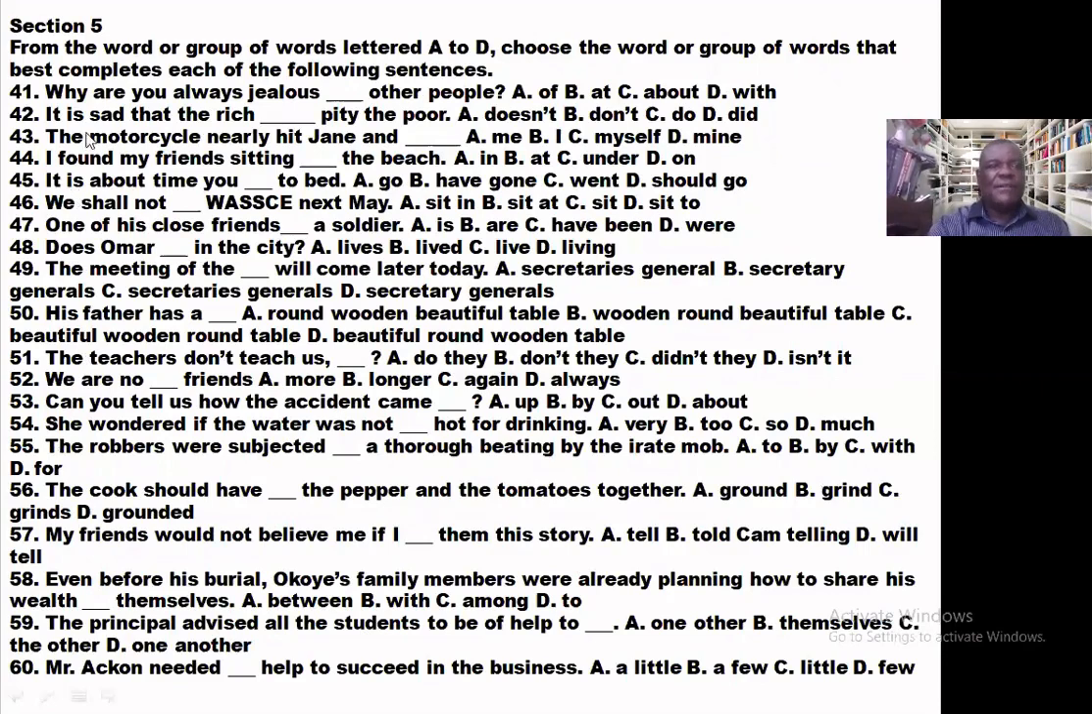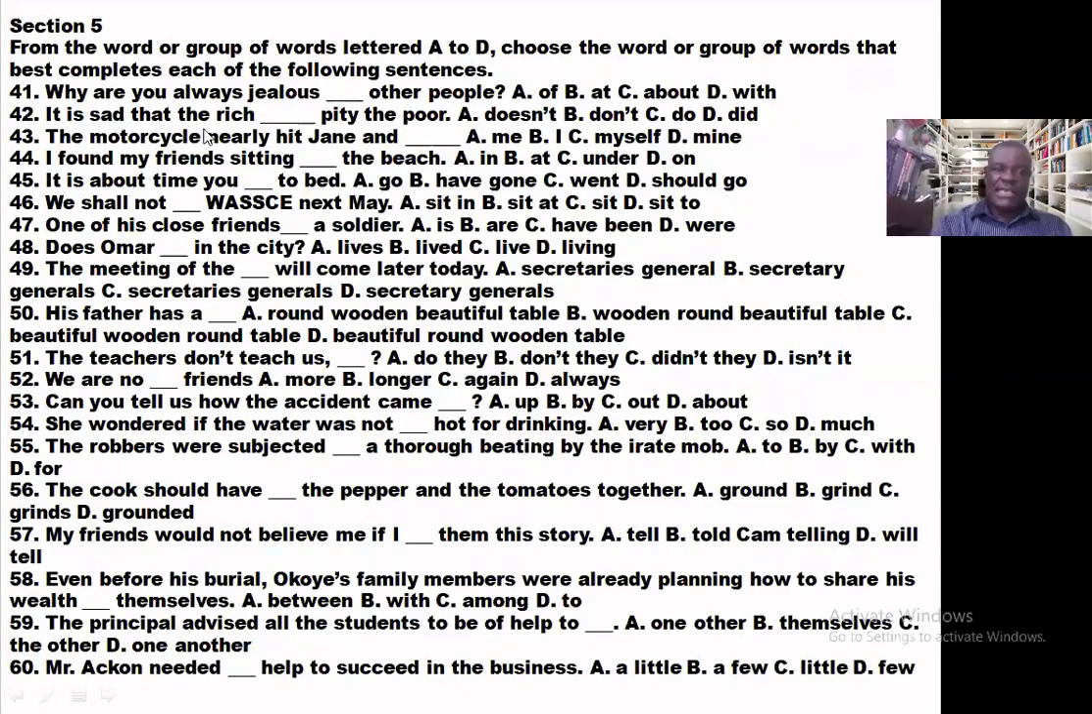Section 5. From the word or group of words lettered A to D, choose the word or group of words that best completes each of the following sentences. 41. Why are you always jealous dash other people? The preposition is of. Jealous of. You don't talk of jealous at or jealous about or jealous with. No. Jealous of.